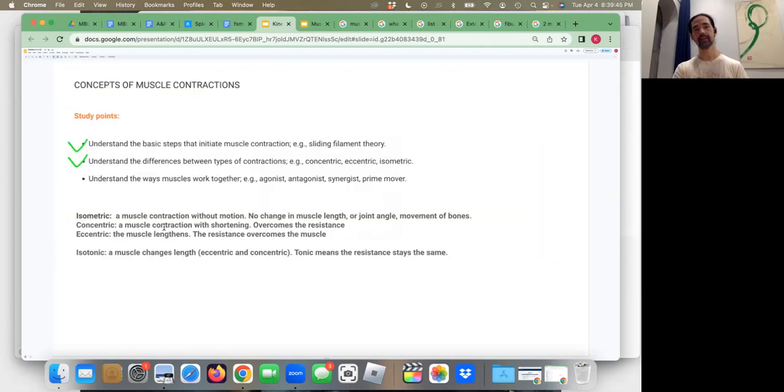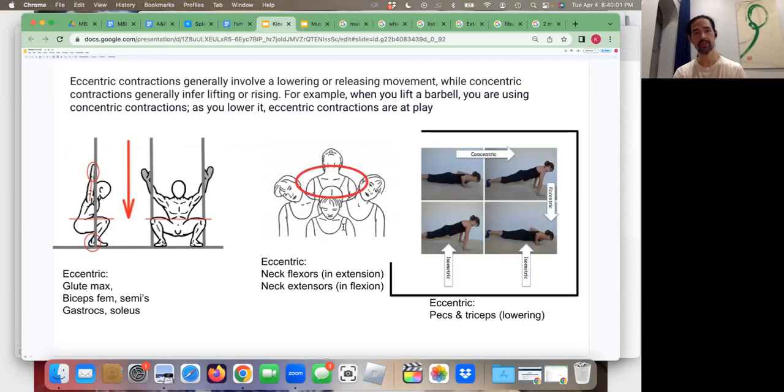Now, concentric is a muscle contraction with shortening. Dora, can you mute, please? So concentric is a muscle contraction with shortening, where it overcomes the resistance. So Stephanie, if a concentric contraction overcomes resistance, where in the push-up do we see concentric contraction of the pecs and the triceps?